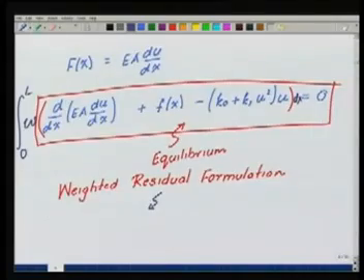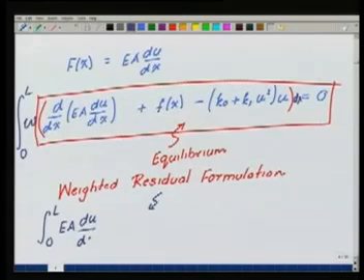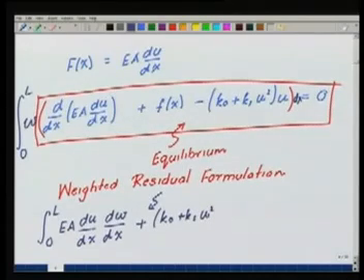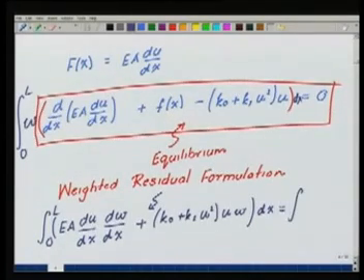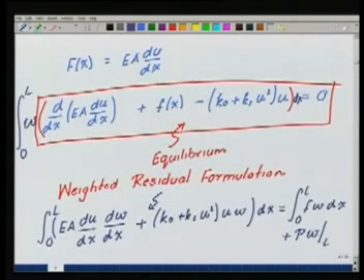Integration by parts will lead to integral from 0 to L EA du/dx dw/dx plus (k0 plus k1 u squared) u w dx is equal to integral 0 to L f w dx plus P into w at L. This is our weak form.